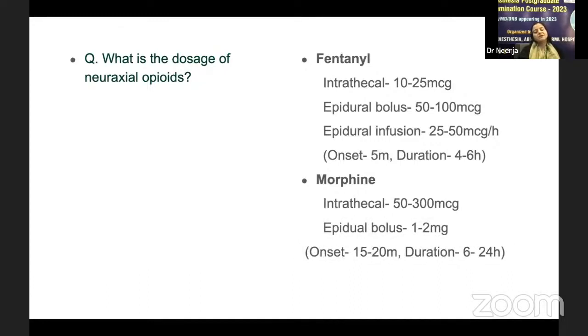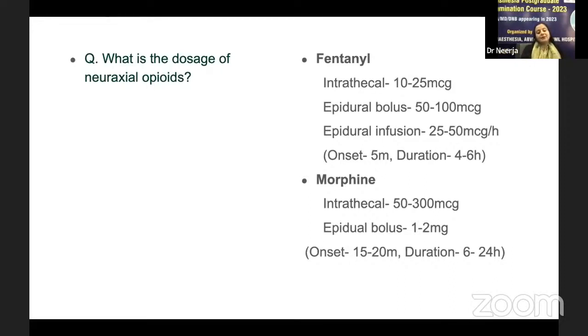The dreaded complication of morphine through the epidural route is delayed respiratory depression, because this is not a lipophilic drug. It is a hydrophilic drug. So that is how its duration of action and its side effects differ from those of fentanyl. The duration of action of fentanyl is only up to 6 hours, whereas that of morphine can last up to 24 hours, and delayed respiratory depression can also be seen even up to 24 hours.